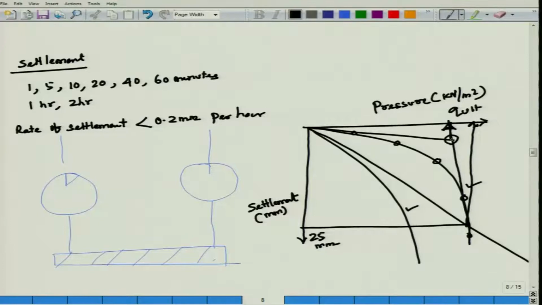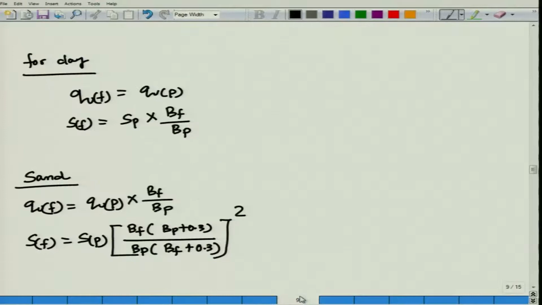Suppose this is my ultimate load, this is the failure. With respect to that failure load, what is your respective settlement? So, for clay, SF = SP into BF by BP, where SP is the settlement of your plate, BF is the width of your footing, and BP is the width of your plate. For sand, the ultimate capacity of your footing is the ultimate load of your plate into BF by BP, and the settlement of your footing is the settlement of plate into BF into (BP plus 0.3) divided by (BP into (BF plus 0.3)) whole square.